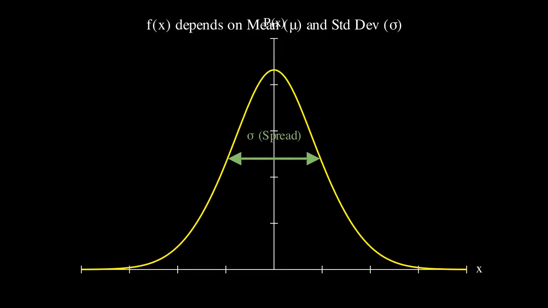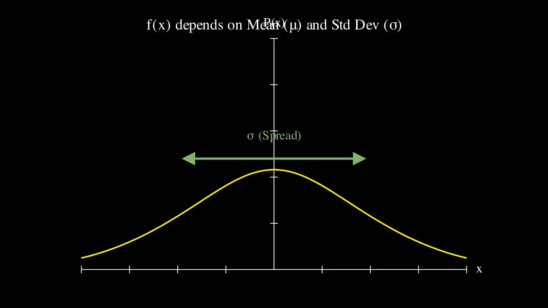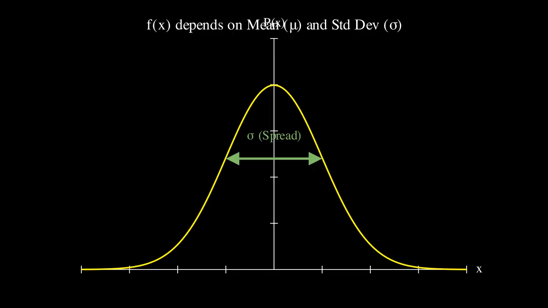Now, let's look at the standard deviation. Sigma. This controls the spread. A small sigma means the data is tightly clustered around the mean. The curve becomes tall and narrow. A large sigma means the data is spread out. The curve becomes short and wide. But no matter the shape, the total area under the curve is always exactly 1.